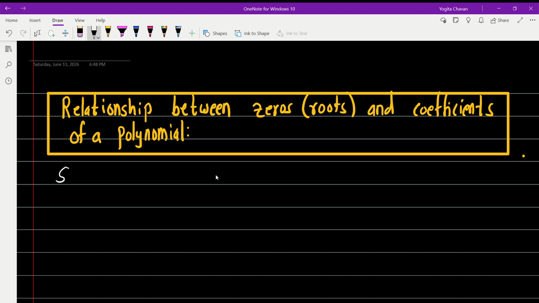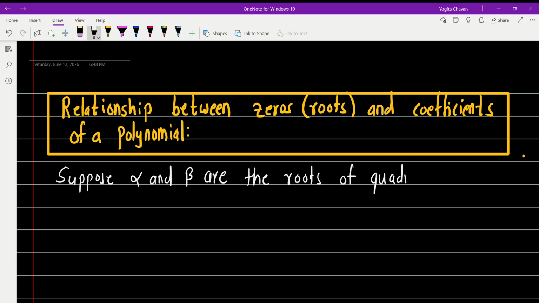So suppose alpha and beta are the roots of the quadratic polynomial ax square plus bx plus c, where the leading coefficient a is not equal to 0.